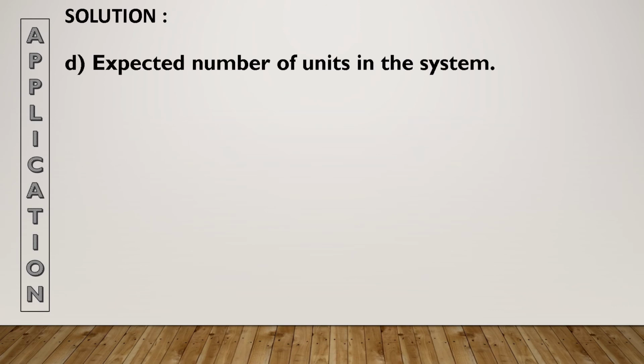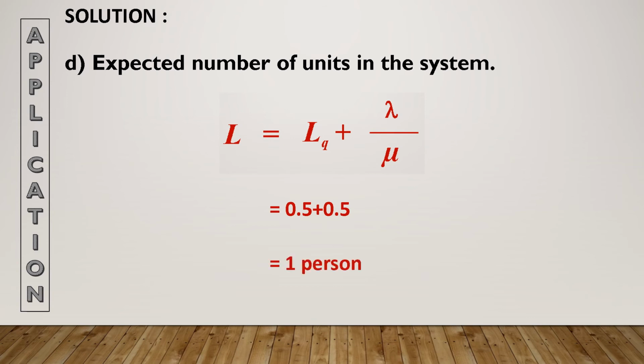Next, letter D, expected number of units in the system. We're going to use this formula. L is equal to L sub q plus mean arrival rate divided by mean service rate. We have already computed our L sub q, which is 0.5, sorry. So fill in. The result will be 1 person. So that is our expected number of units in the system, which is equivalent to 1 person.